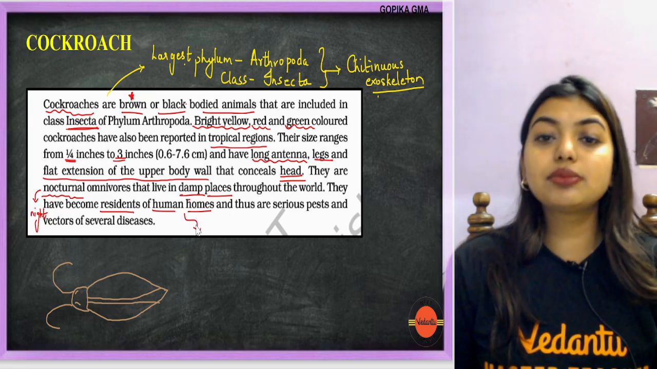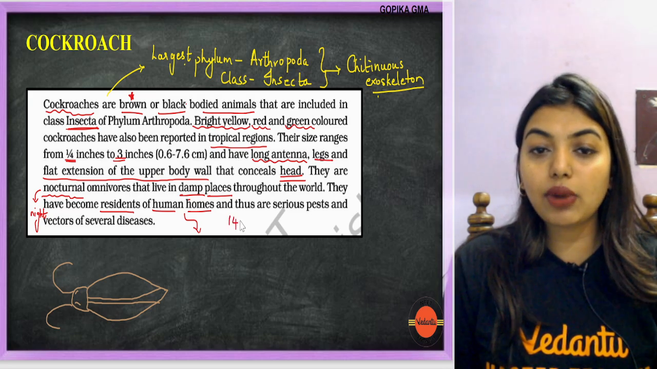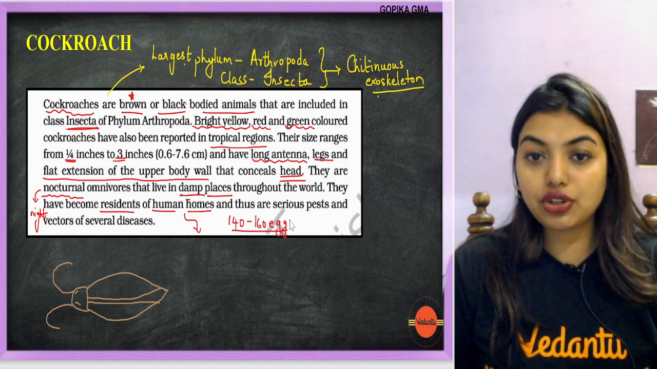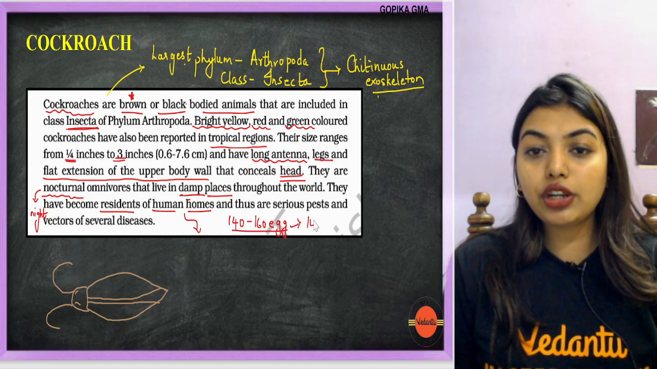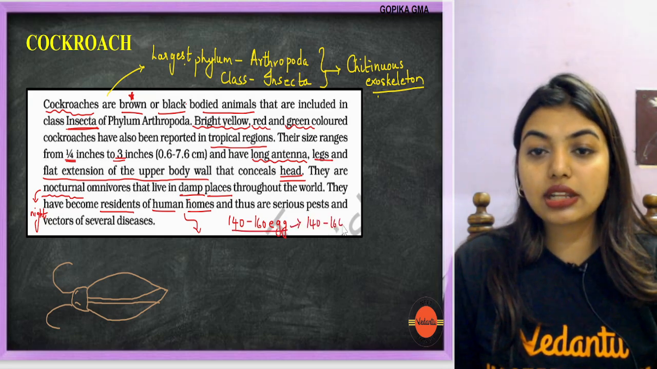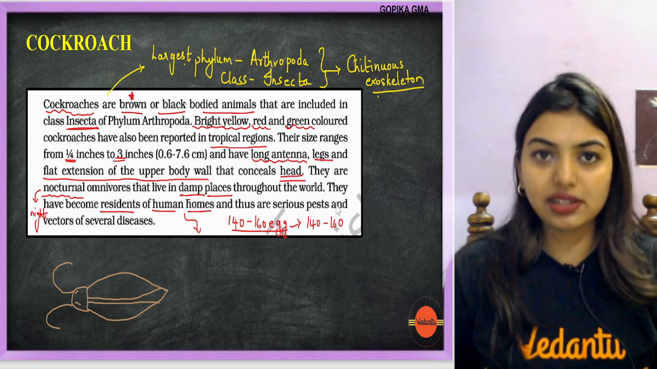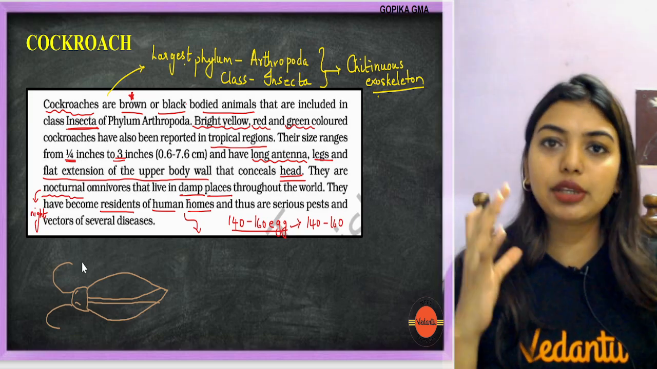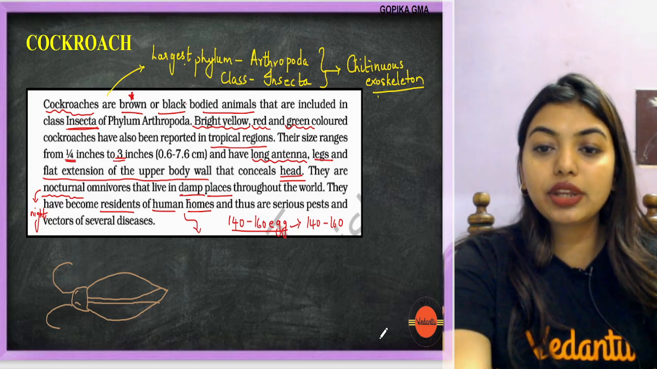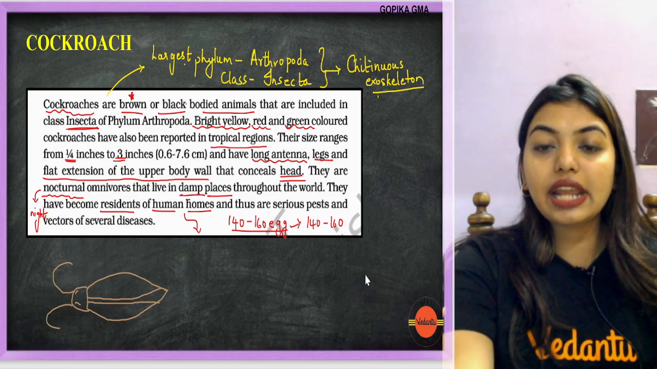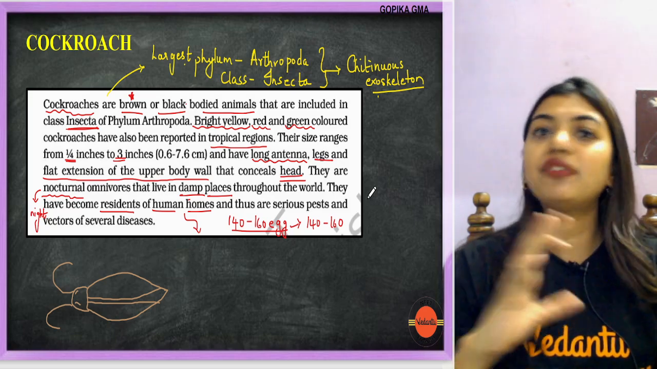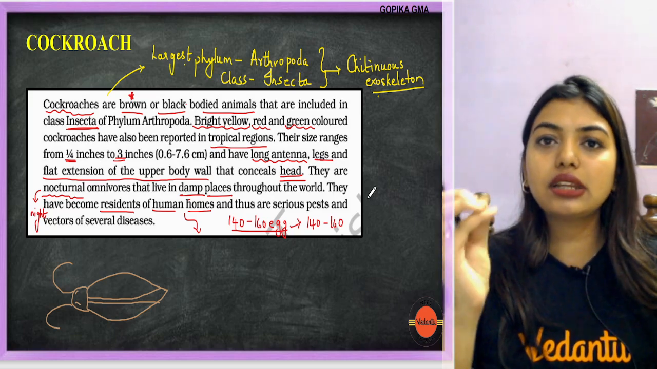Very dangerous, because one cockroach can lay up to 140 to 160 matured eggs. This means 140 to 160 cockroaches can come from one single cockroach. So you can imagine at what rate they will be growing, right? And they do not need any kind of special facilities or anything. They are omnivorous animals.